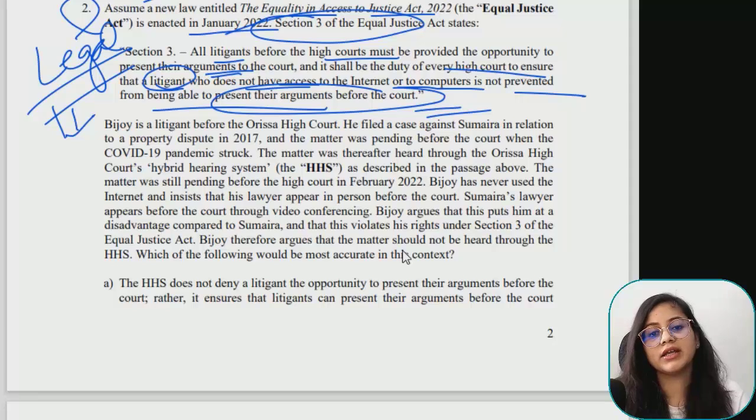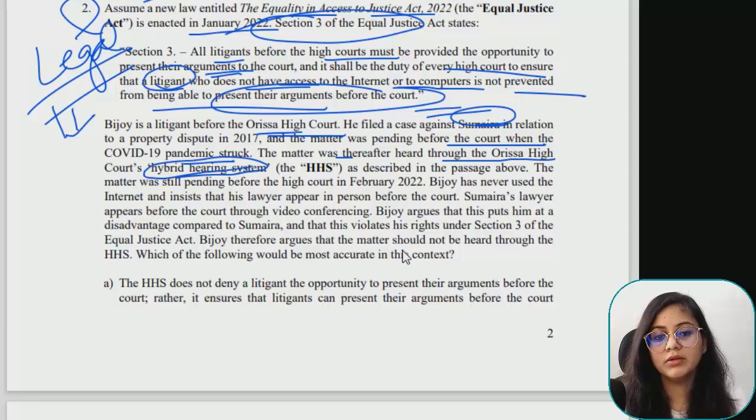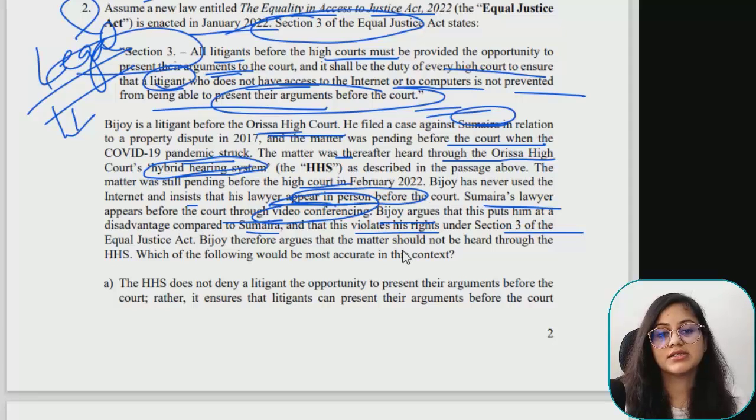Now here a litigant called Bijoy has filed a case against Sumera in relation to a property dispute before the Orissa High Court, and the matter is pending before the High Court, and COVID comes in. The matter was thereafter heard through a hybrid hearing system because of COVID, and the matter is still pending before the High Court in February. Bijoy has never used the internet, and he insists that his lawyer appear in person before the court. Sumera's lawyer, the other side's lawyer, appears before the court through video conferencing. But Bijoy says that it puts him in a disadvantageous situation and violates his right under Section 3 of the Act. And he argues that the matter should not be heard through HHS. Now, what is the most accurate?